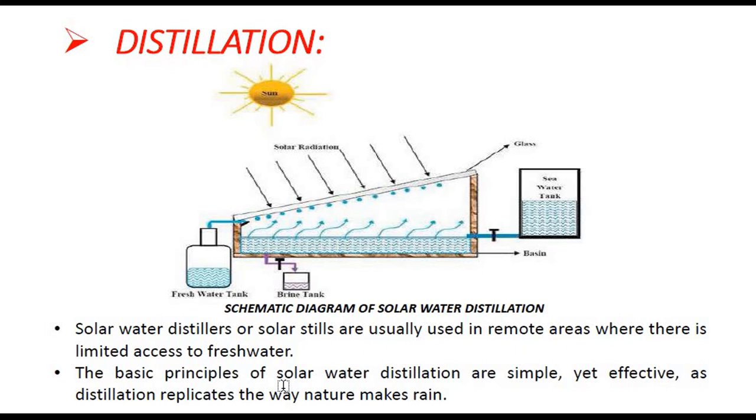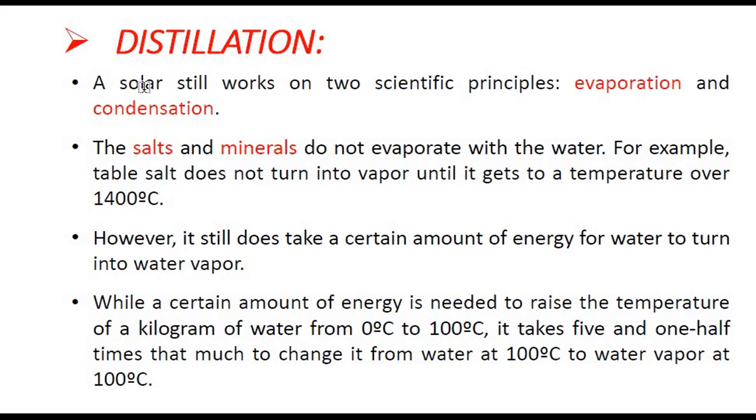The basic principles of solar water distillation are simple yet effective, as distillation replicates the way nature makes rain. A solar still works on two scientific principles. The first one is evaporation and the second one is condensation. The salts and minerals do not evaporate with the water. For example, table salt does not turn into vapor until it gets to a temperature over 1400 degrees Celsius.